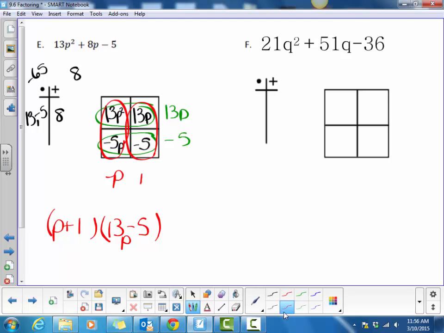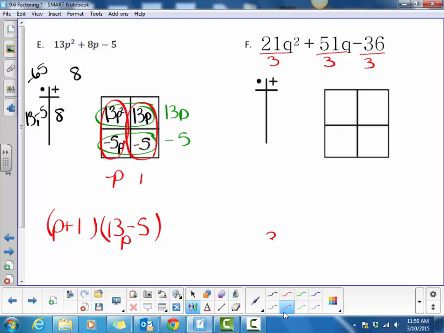Okay? Okay. Last one. This is different than your notes. Change this from your notes. I changed the problem in your notes. So it's 21q squared plus 51q minus 36. Presley, what do you see? Divisible by 3. We have a greatest common factor of 3.